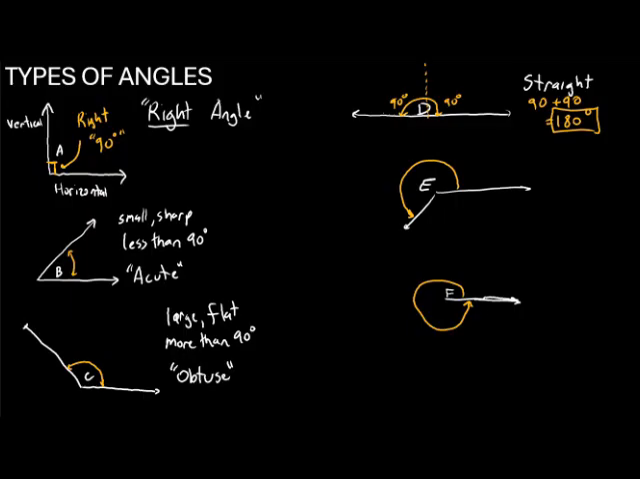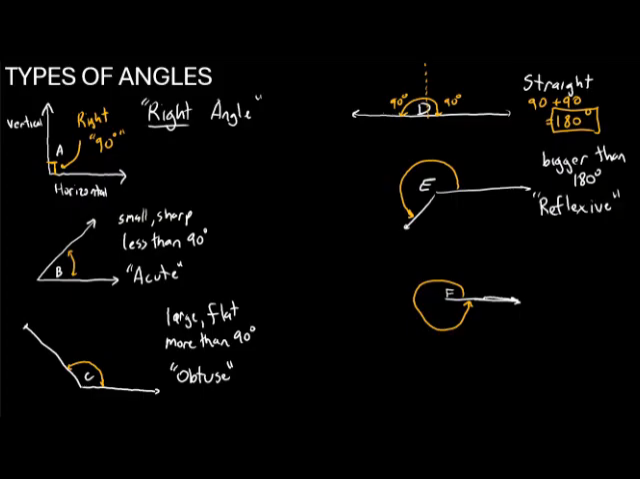Now for angle E, this looks even bigger than a straight line. We start pointing to the right, and then you can follow this yellow line around, and then it stops after 180 degrees. Any angle that is bigger than 180 degrees, but not all the way around the circle, is called a reflexive angle.